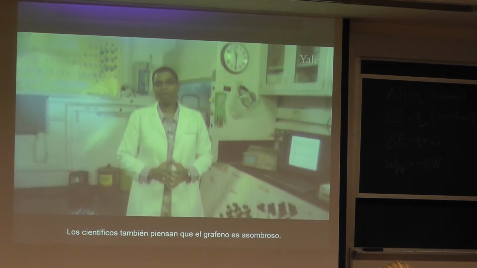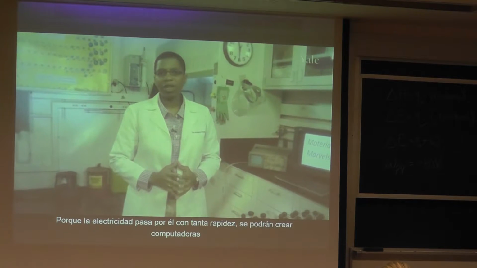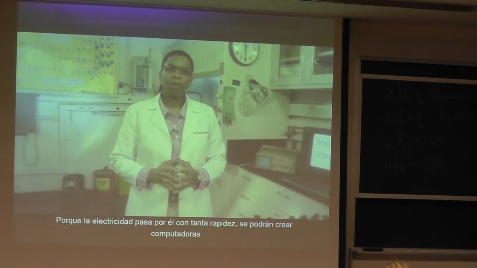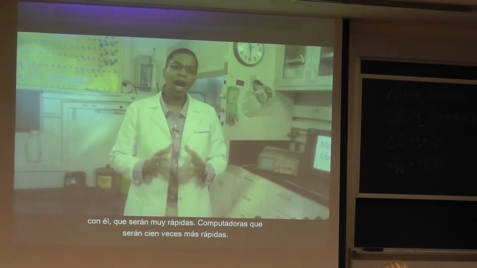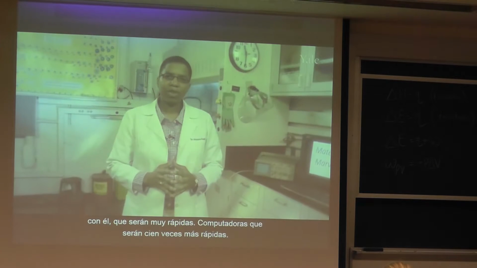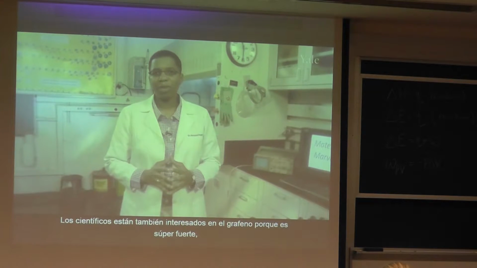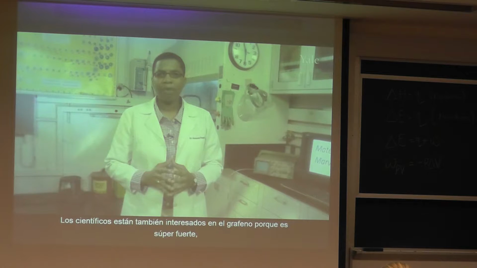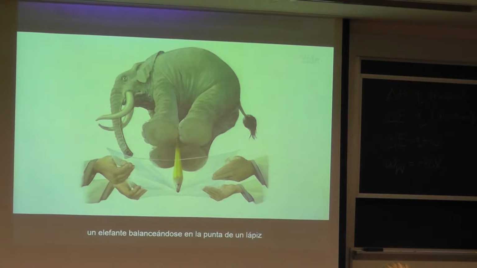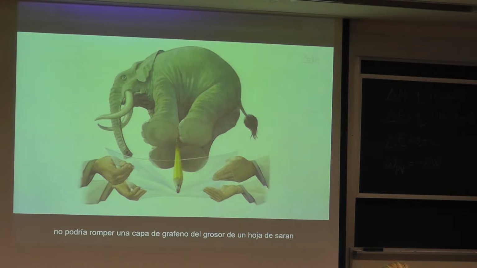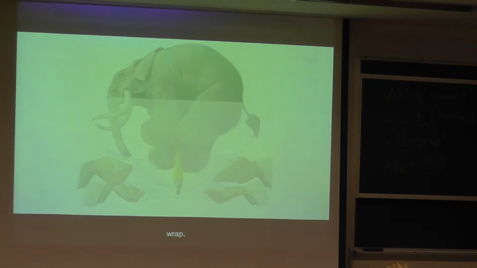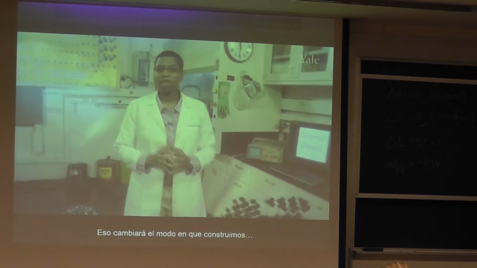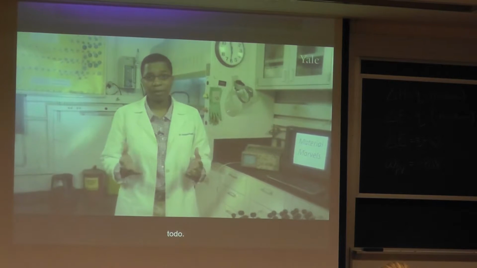Scientists think that graphene is pretty cool too. Because electricity moves through it so quickly, we'll be able to make computers with it that are very fast. Computers will be 100 times faster. Scientists are also interested in graphene because it's super strong. If you were to have an elephant balanced on a pencil, you would not be able to break a layer of graphene that's the thickness of saran wrap. That's really strong. That's going to change the way we make everything.